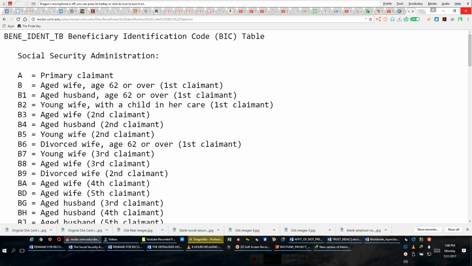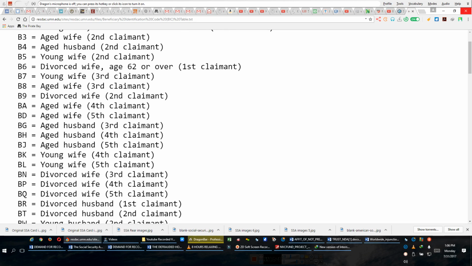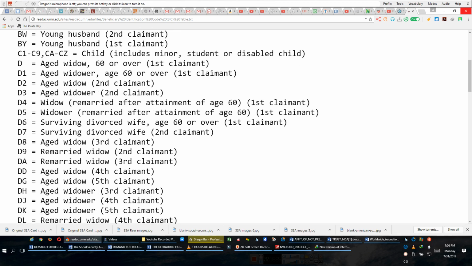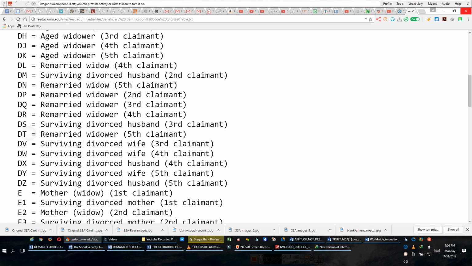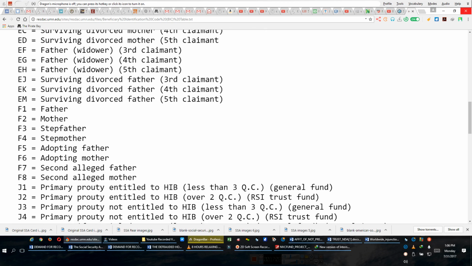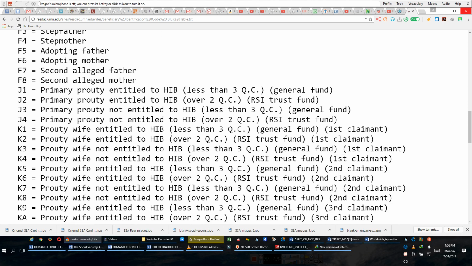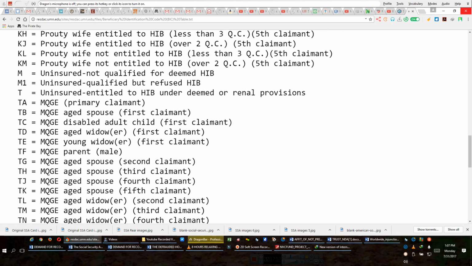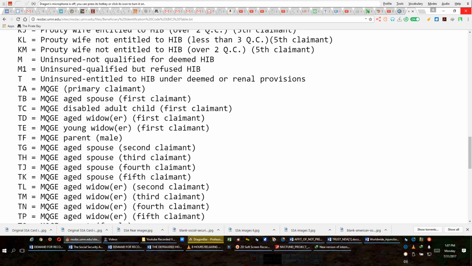Look at that. A is the primary claimant. Okay, look at this. We got young wife, divorce, young, aged wife, aged husband, aged widower, married widower, father, widower. But I'm looking for, and I don't see one that says age of majority. But I know that there has to be a code that they put on your paperwork for age of majority. They have a code for everything else.